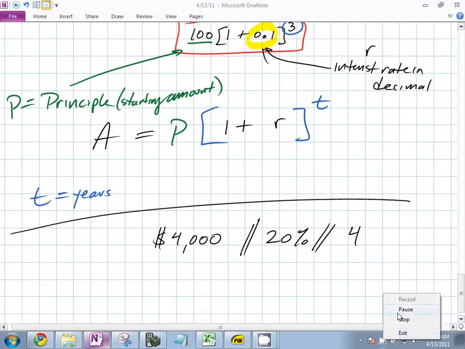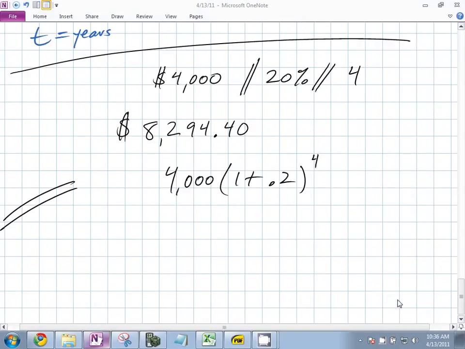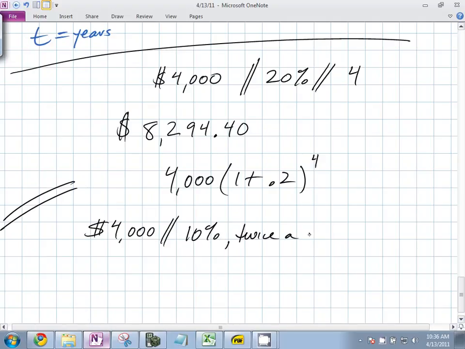Okay, so here's the harder question, though. Instead of computing interest once a year, let's say we computed it twice a year. So let's say we had $4,000 at 10% twice a year for 4 years. Does this look to be a similar situation? Instead of doing 20% once a year, we're doing 10% twice a year. So let's do this formula.